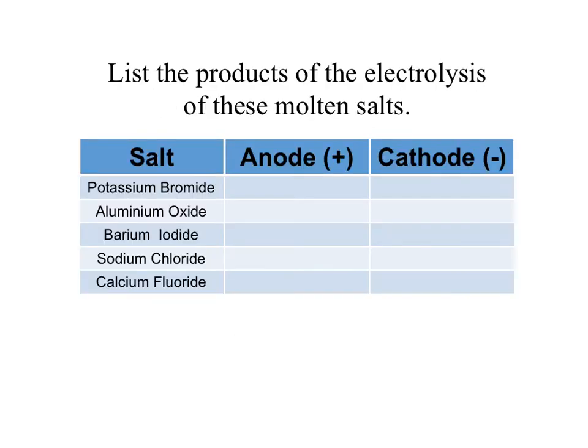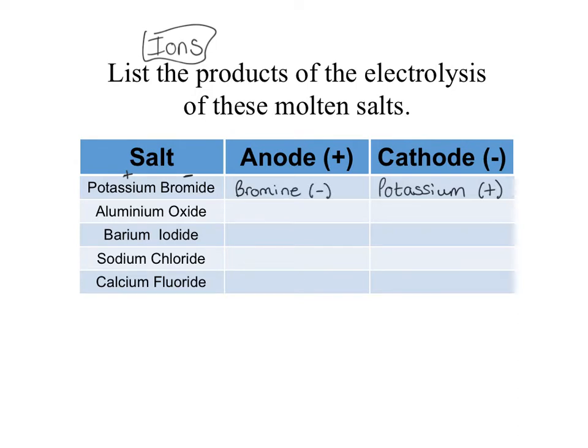So first thing I'd like you to do, just thinking about it, is list the products of electrolysis of these molten salts, okay? So I want you to use your table of ions to work out where each one will go. I'll do the first one with you. If I looked at my table of ions, potassium would be positive. So it's positive, it's attracted to the cathode, so I'd write potassium here. And then bromide is negative, okay? It will turn back into bromine.